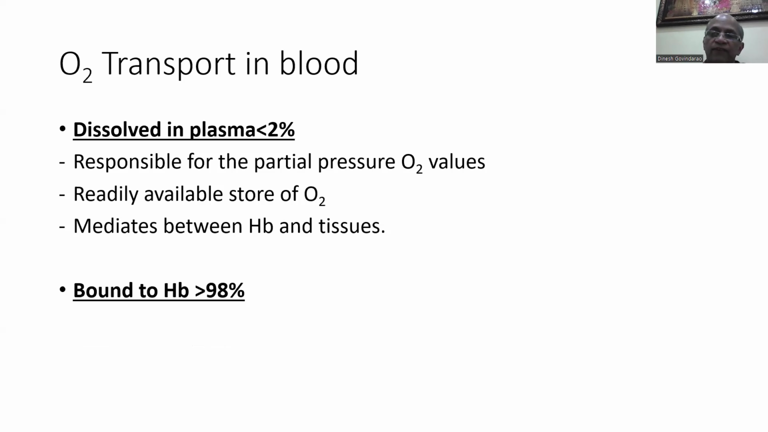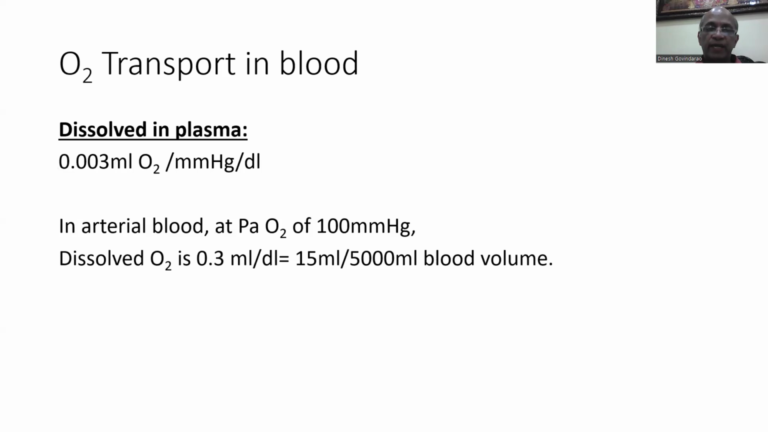After this transfer from the alveoli, the oxygen is transported in the blood in two forms. Dissolved in the plasma, which is less than 2%, but it is significant because it is responsible for the partial pressure of oxygen in the blood. And it is a readily available store of oxygen and mediates between hemoglobin and the tissues for gas exchange. The predominant form, however, is bound to hemoglobin and transported in the blood.